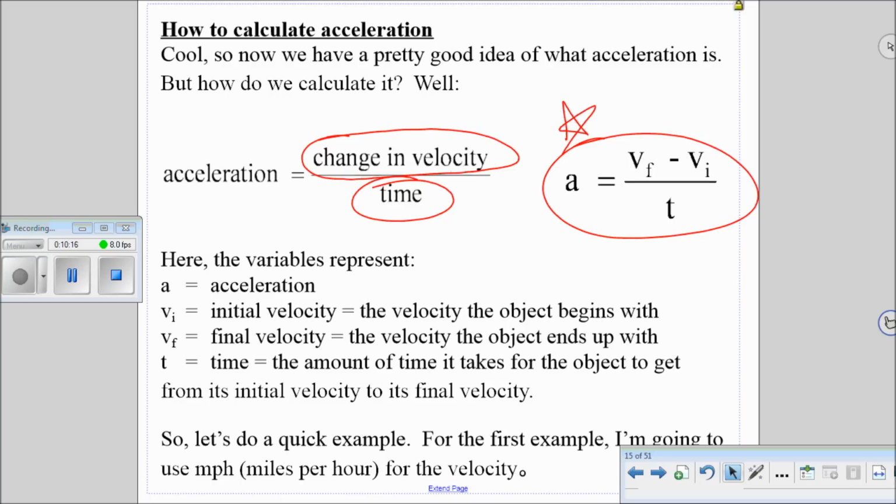The idea is it takes time for your object's velocity to change. So in the example of the car driving into the brick wall, the VI would be 50 miles an hour, and the VF would be 0, and the T would be the amount of time that it takes from the instant that the car first makes contact with the brick wall going 50 miles an hour until the moment at which the velocity is exactly 0.